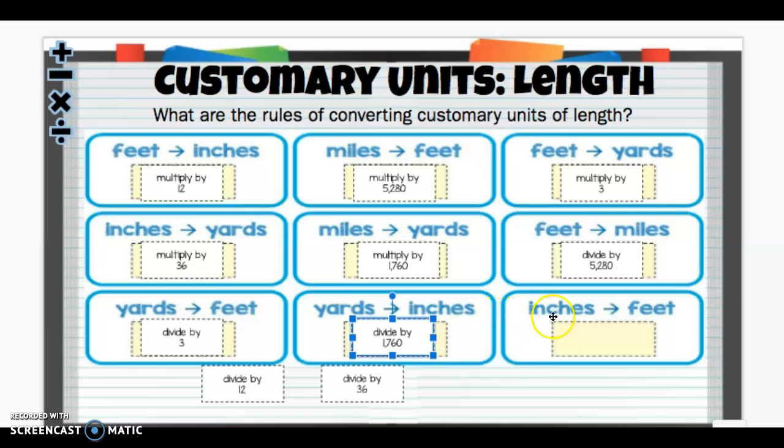And then inches to feet. So if you have 12 inches and you're trying to figure out 1 foot, you're going to divide it by 12. Right? So there is your comparison for your customary units of length.